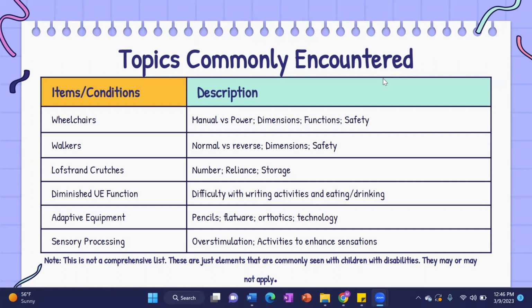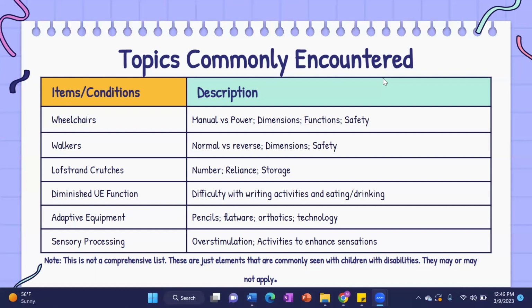In terms of walkers, these can look very different based on the student's diagnosis. Is the walker standard or reverse? And similar to the wheelchair, what are the dimensions of the walker and the safety elements that it includes? Lofstrand crutches can also be seen, and it is important to know if the student requires one or two, how reliant they are on the crutch, and where is a safe place to store the crutch that it can easily be accessible to the student.